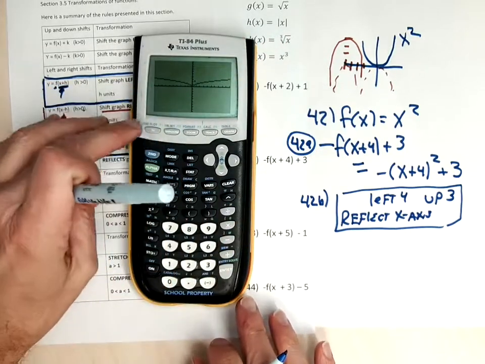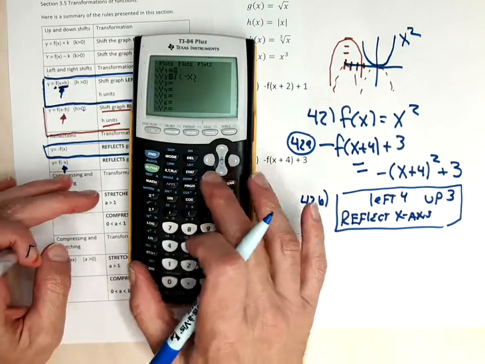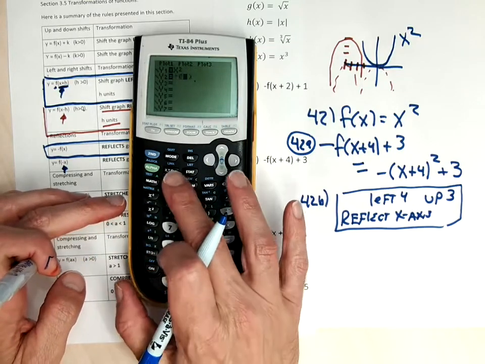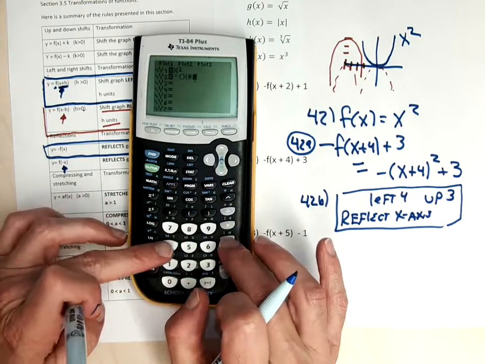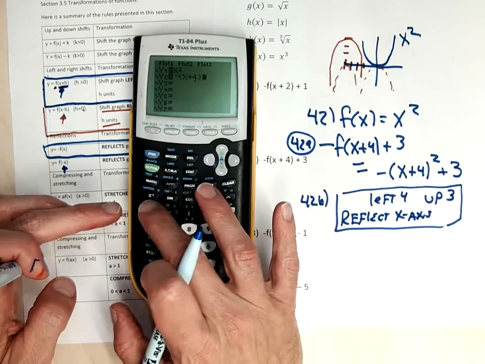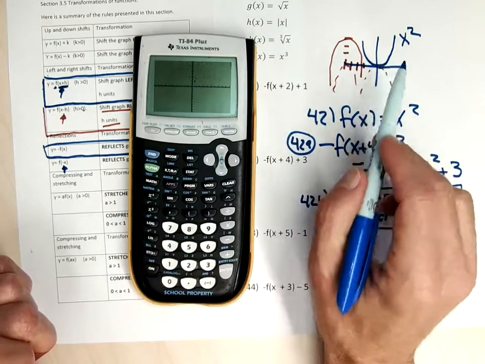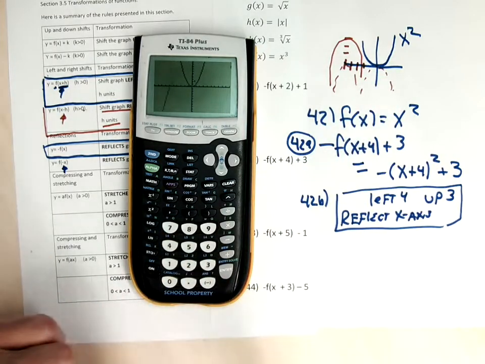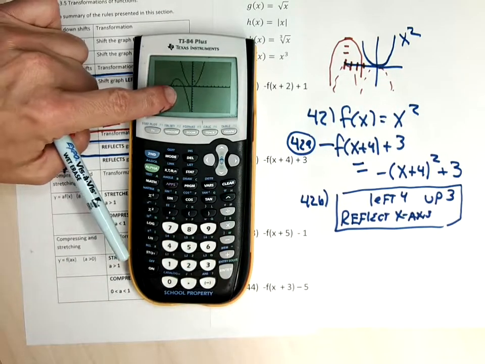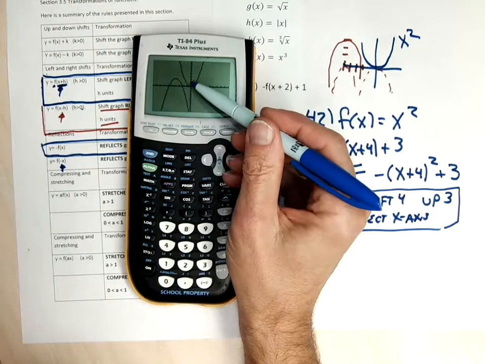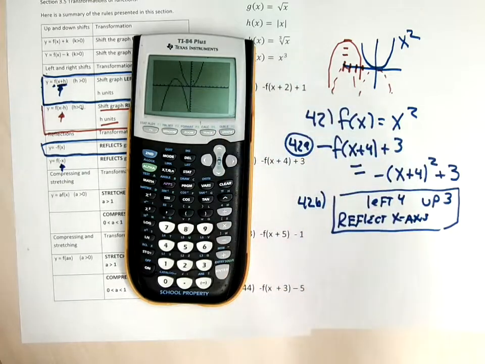Let me show you these on my calculator. I'm in y1, I'm going to put x squared, and then negative, x plus 4 squared in a parentheses, and plus 3. The initial graph's just a generic parabola, and then the graph that is over 4, up 3, and flipped over. If you count it over here, that's 1, 2, 3, 4 over, and 1, 2, 3 up, and flipped over.